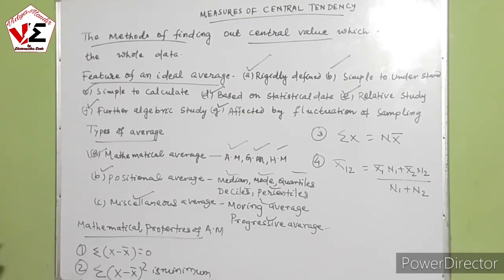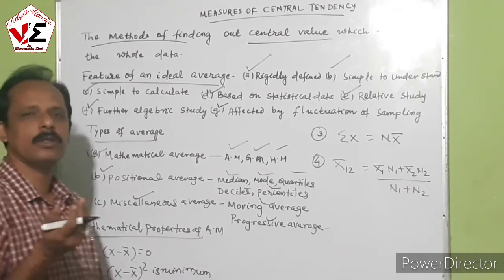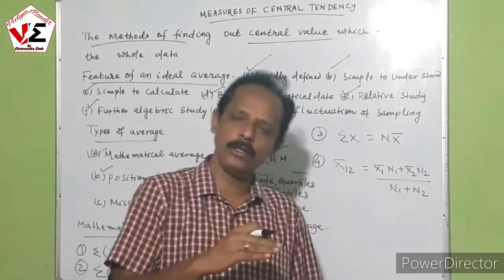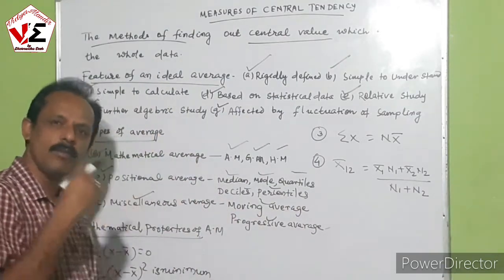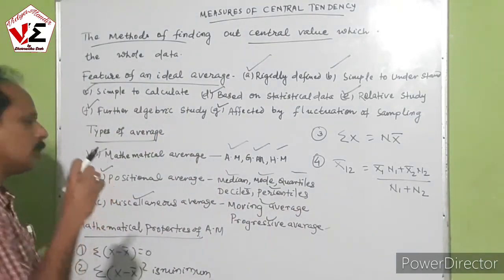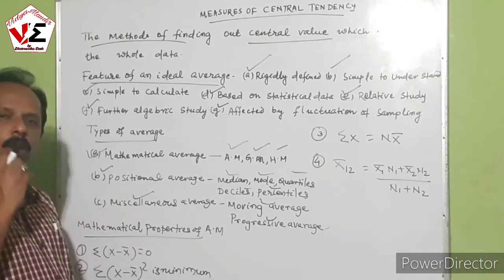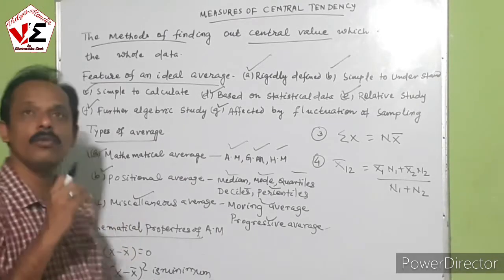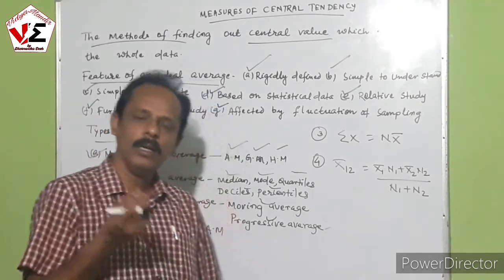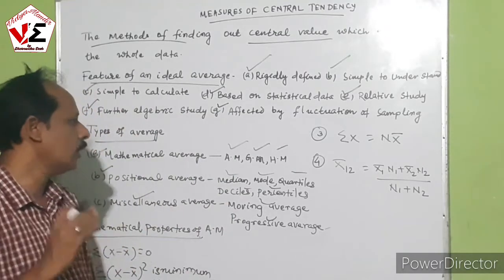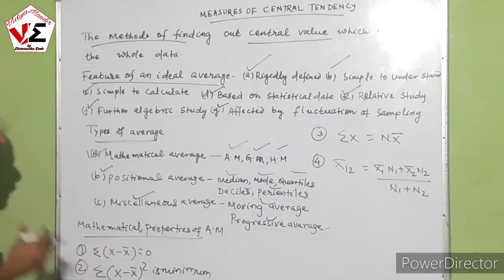Now we shall discuss the mathematical properties of the arithmetic mean. There are 4 properties. First, the sum of deviations taken from the arithmetic mean is always equal to 0. If we take the deviations from any other number except the mean, the sum must be more than that. Second, the sum of squares of deviations from the arithmetic mean is always minimum. If we take any other number and take the squared deviations, their sum must be more than that.